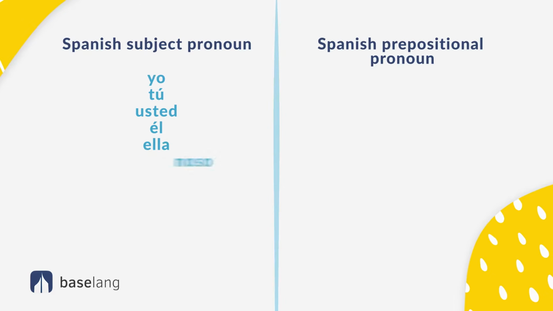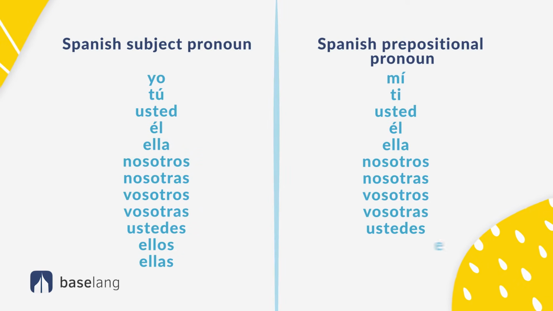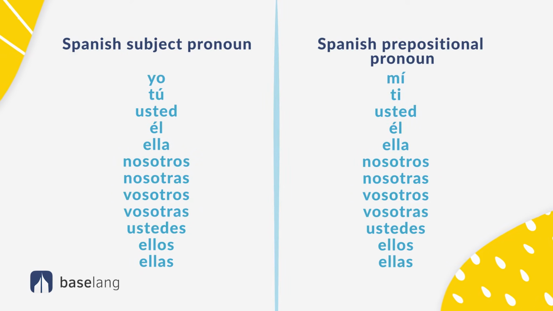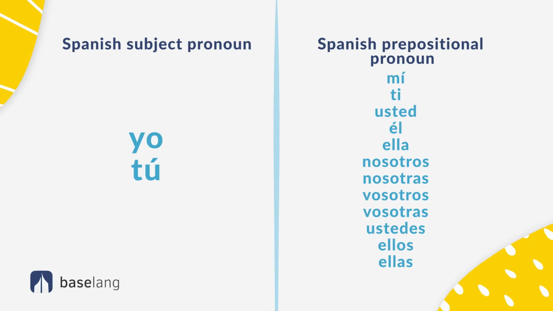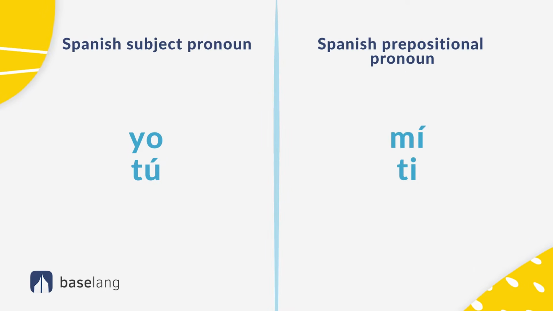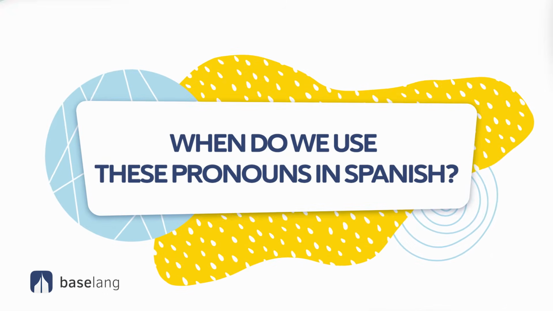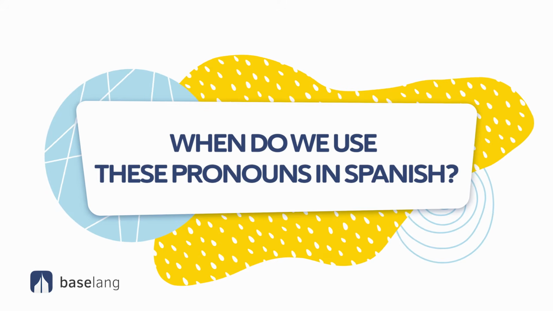Well, I have good news. You only need to learn 2 prepositional pronouns in Spanish. All the rest just use the same subject pronouns you already know. Only yo and tú have unique prepositional pronouns, mí and ti. So when do we use these pronouns in Spanish?